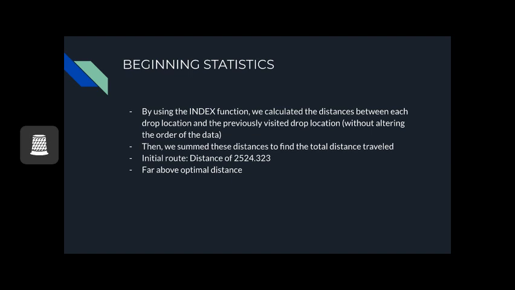We found that the initial route, without altering any of the data, was a distance of 2,524.323. This is far above the optimal distance, so we have a long way to go, but also a lot of room for improvement.